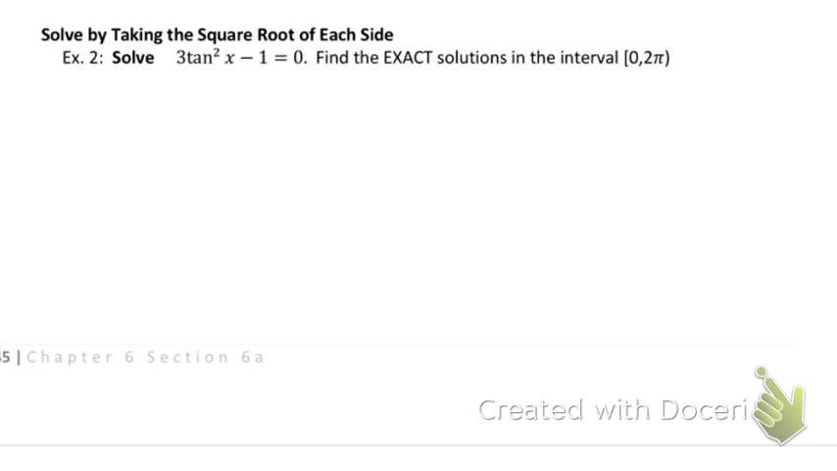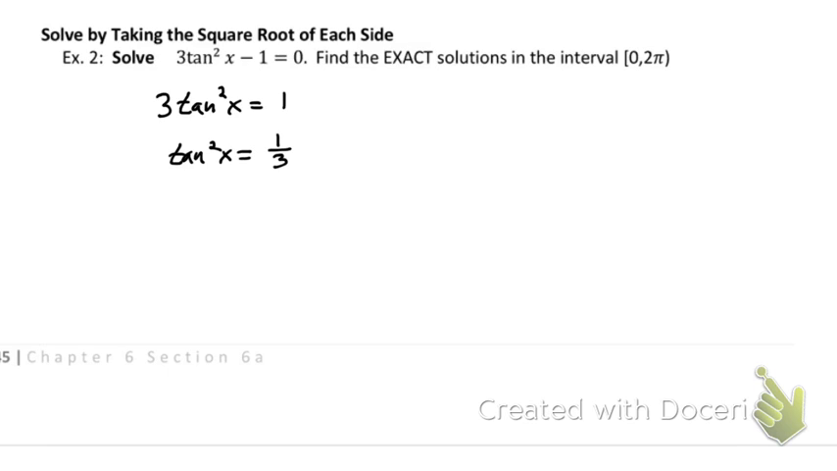Our next example is we're given 3 tangent squared x minus 1 equals 0. Find the exact solution in the interval 0 to 2 pi. Our goal is to isolate the trig function. So the first thing we're going to do is add 1 to both sides. So we'll have 3 tangent squared x equals a positive 1. Then I'll divide both sides by 3 to give me tangent squared x equals 1 over 3.